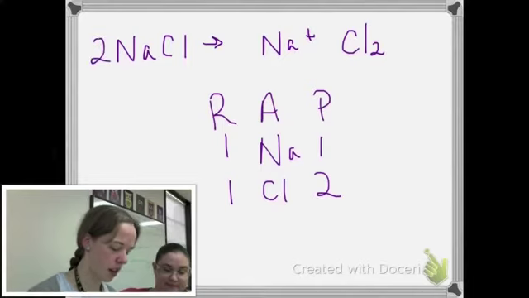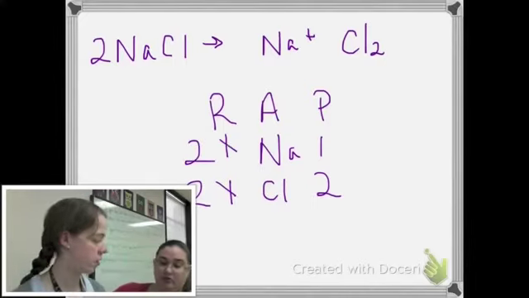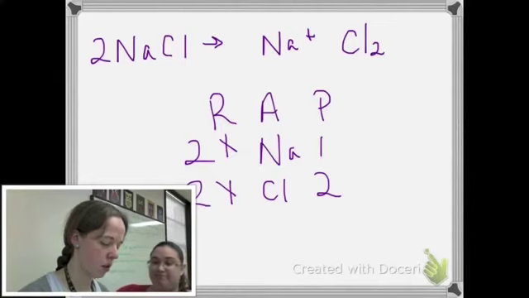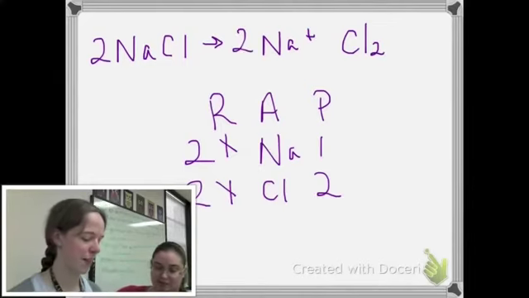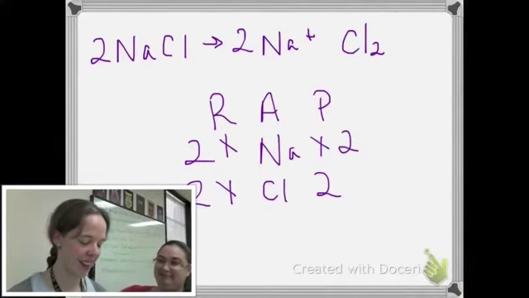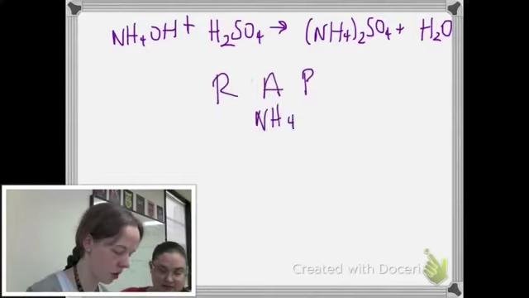I'm going to put a 2 on our reactant side. What does that give us? 2 Cls. But I have 2 Nas too. We also have 2 Nas now. What else do I need? I have to put a 2 in front of the Na on the product side. Now does everybody match? If I change my products, yes. Yay! Alright.